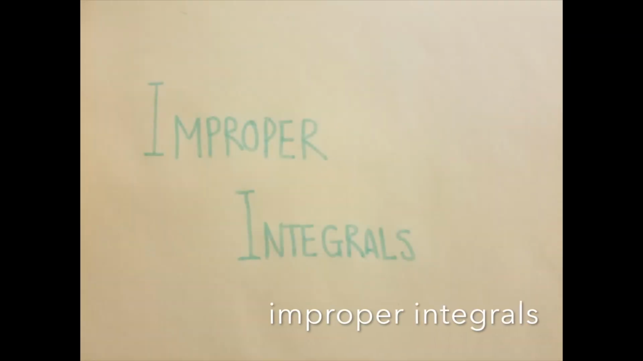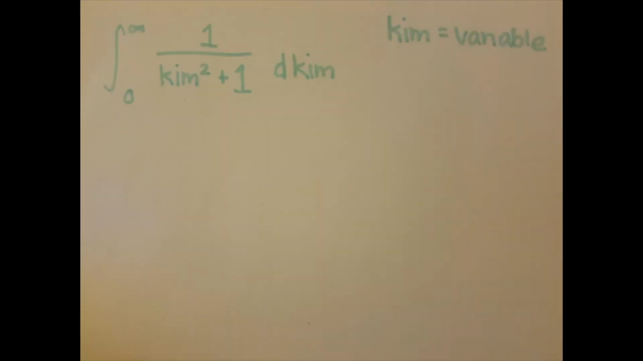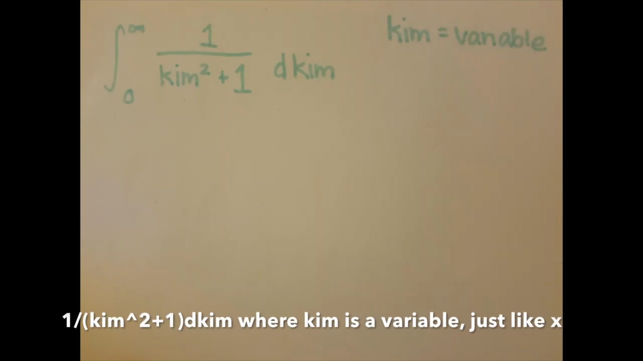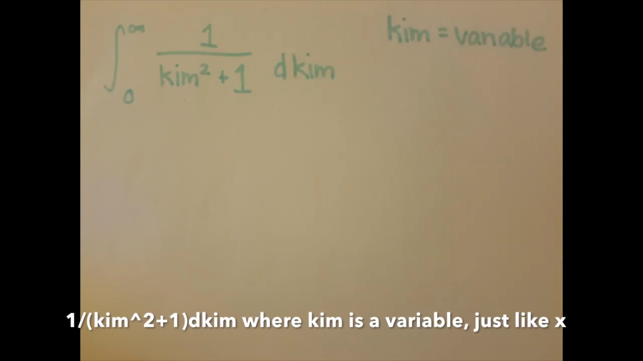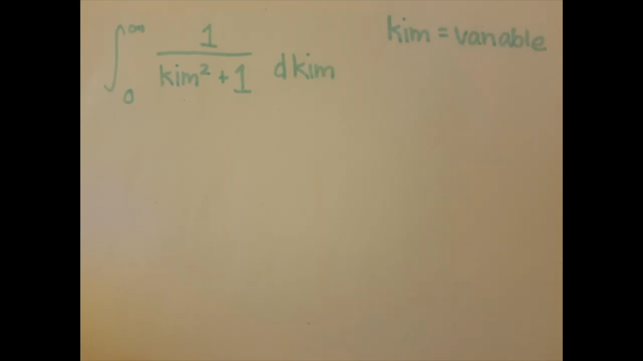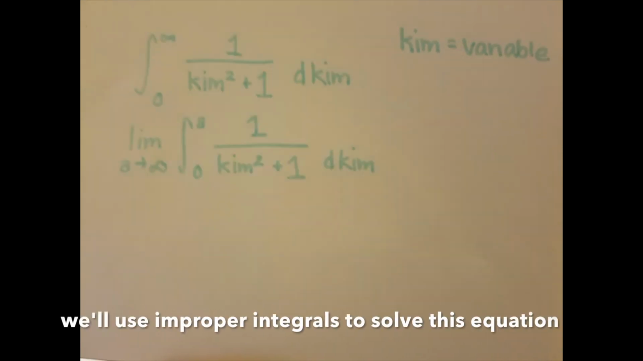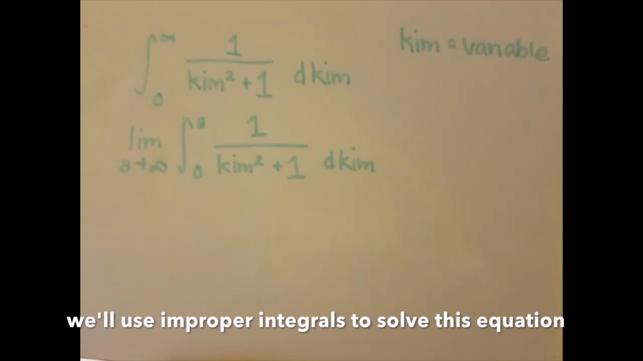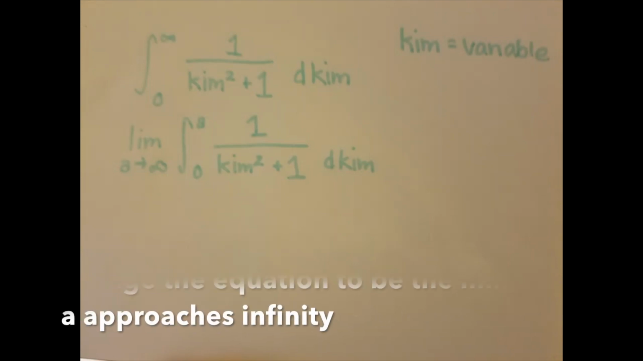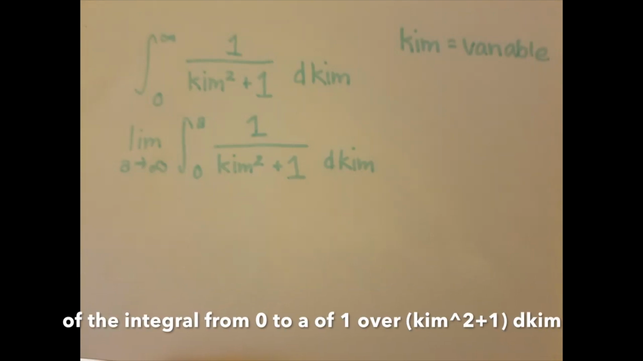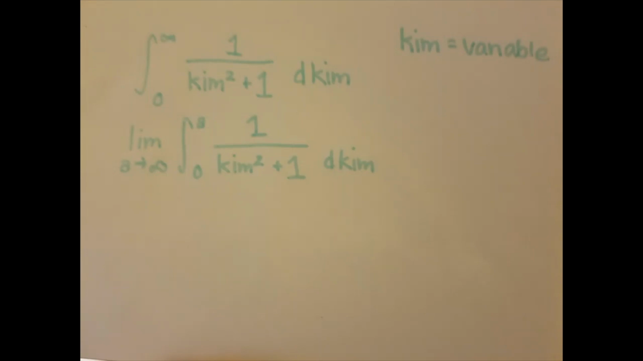Learn about improper integrals. Let's find the integral from 0 to infinity of 1 over x squared plus 1 dx, where x is a variable. Because the bounds are not finite on this integral, we need to find another way around finding the integral. So, let's change the format. We will use improper integrals to solve this equation. Change the equation to be the limit as a approaches infinity of the integral from 0 to a of 1 over x squared plus 1 dx.